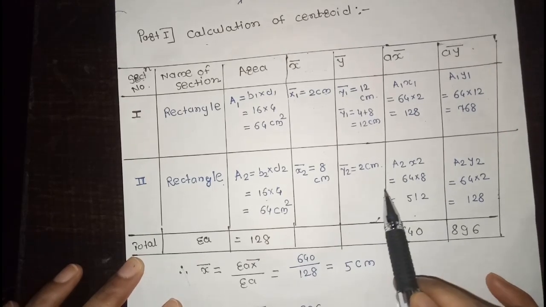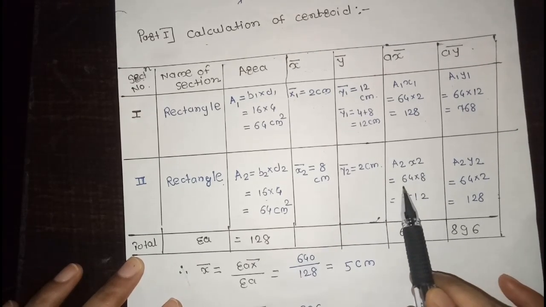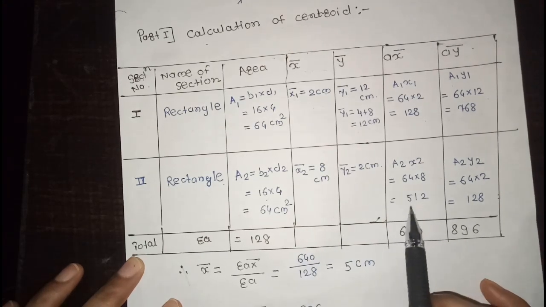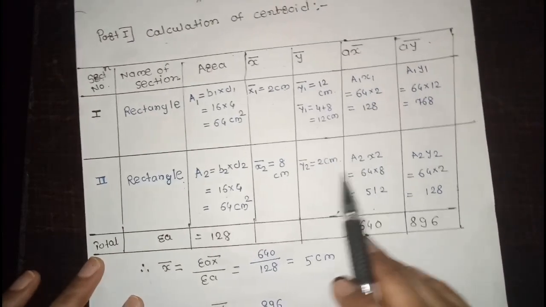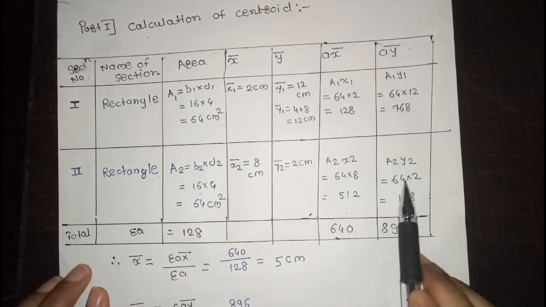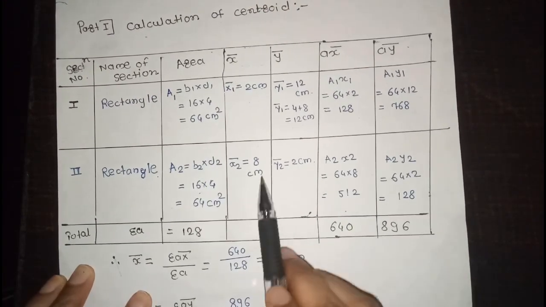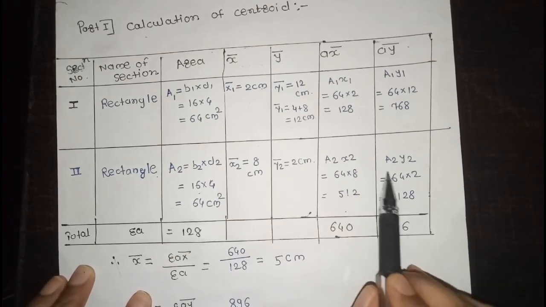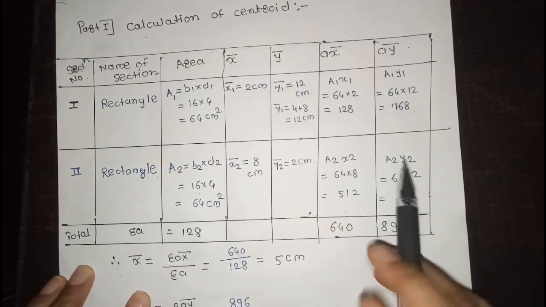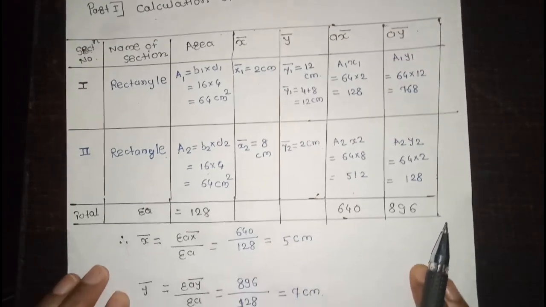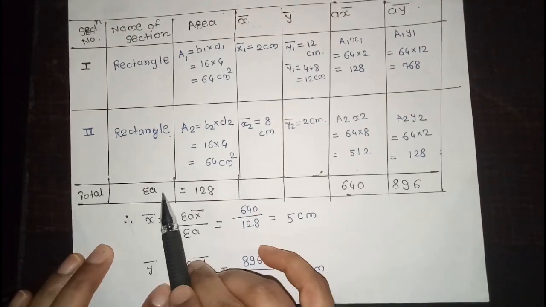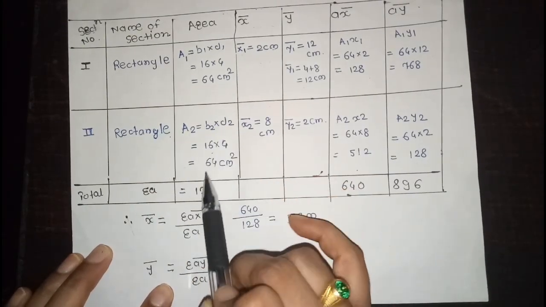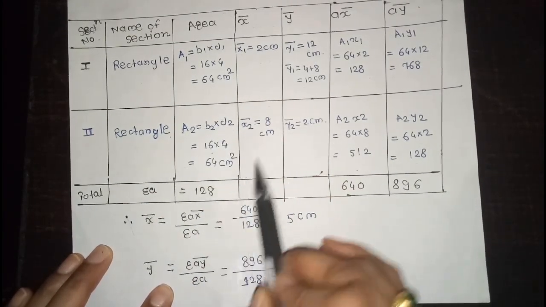A2 x2 bar, product of A2 and x2: 64 into 8, 512. Then A2 y2 bar, product of A2 and y2. What is the value of A2? 64. Y2 is 2, so 64 into 2, 128. Then calculate total summation A, which means summation area: 64 plus 64, 128.